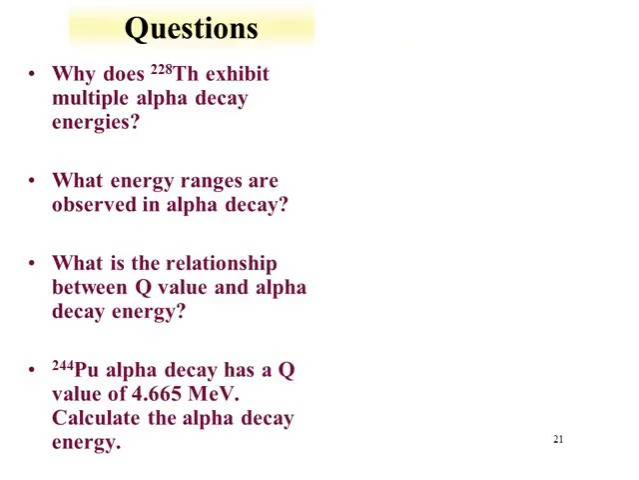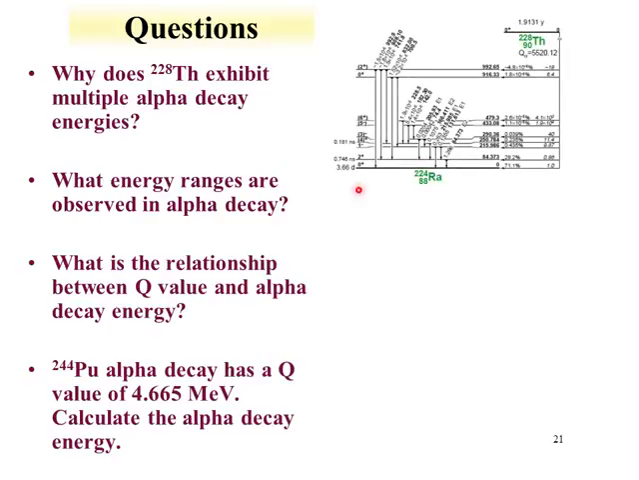One has to do with alpha decay energies from decay. An example with thorium-228: why does thorium-228 exhibit multiple alpha decay energies? This was discussed in the lecture. This is another thorium-228 decay scheme that's shown. Here's the parent, thorium-228, decaying to the daughter, radium-224. And we see that it decays to multiple levels in the radium-224.